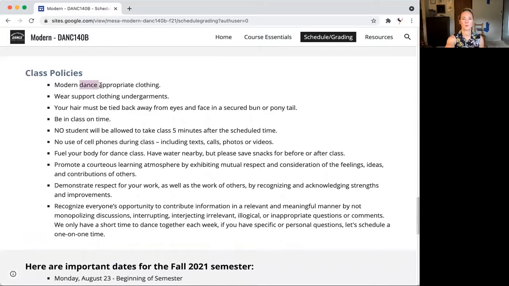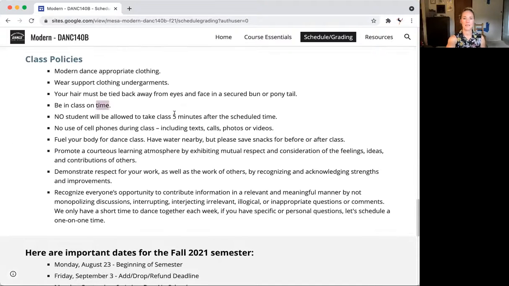Policies, here we want to wear appropriate dance clothing and supportive undergarments, hair away from your face, ponytails or a bun. On time is key. Our class starts at 9:35 and I'm an on-time person, so we will start right on that on-time button. One of the benefits of being back on campus when most of our campus is still online is parking. So hopefully parking will be easy breezy. You'll be able to find a spot that you need and come on right to class. Sometimes in previous semesters, it's been challenging to find a spot, but not this semester. It should be just great. Parking will be really easy access.